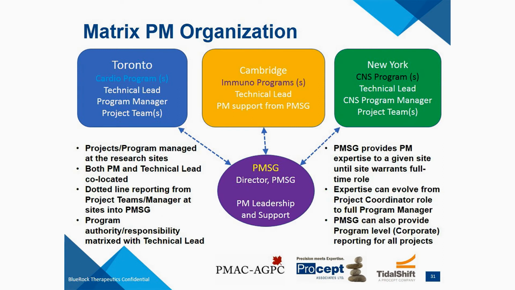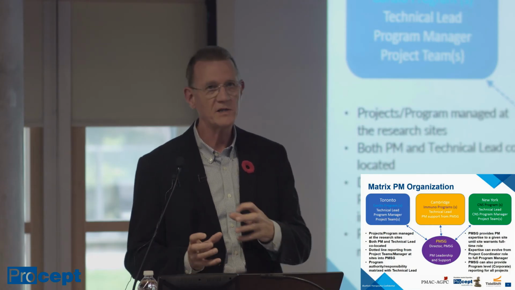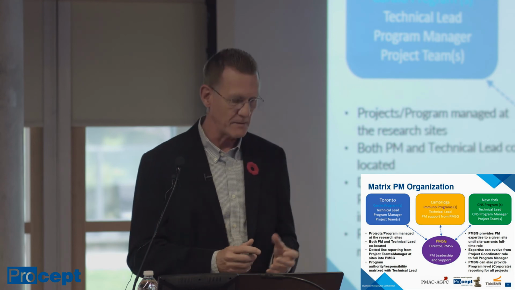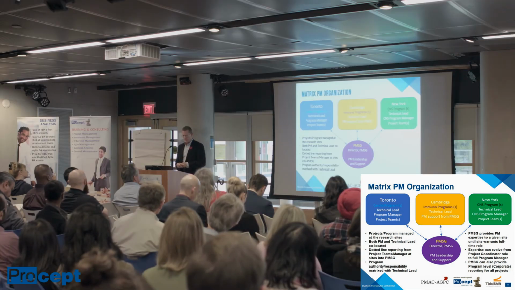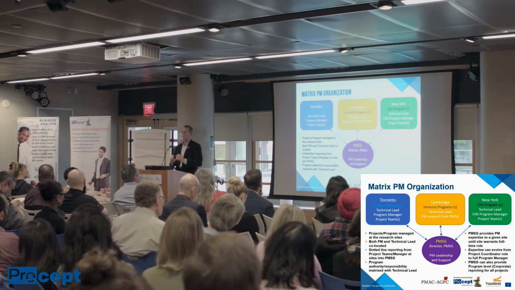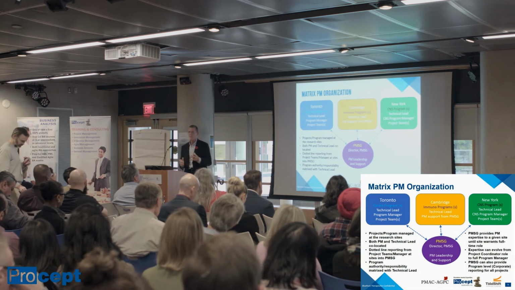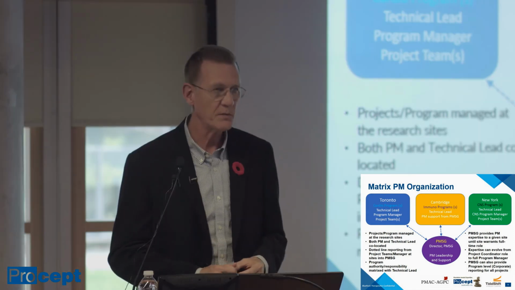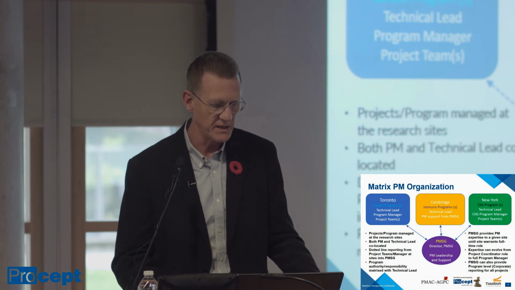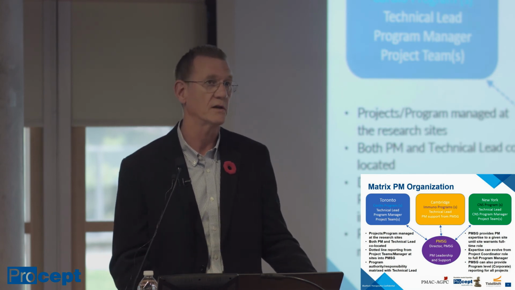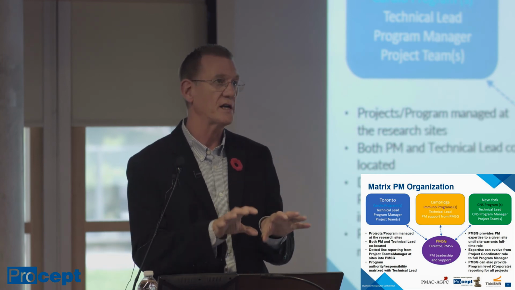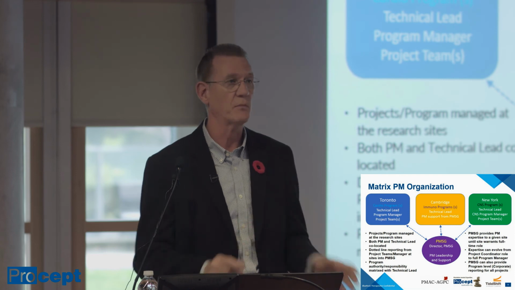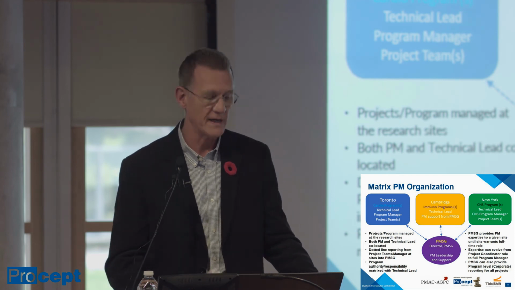And so here's some of the highlights of how this was set up and how it's functioning. The projects and the program were managed at the research sites. Both the project manager and the technical lead co-led the team. There was a dotted line report from the project teams at the sites into this centralized project management support group, and program authority and responsibility was matrixed with the technical lead. This support group provided project management expertise to a given site until the site warranted their own program manager. So some of these programs are at different levels of maturity, and you don't have to have a full-blown program manager for it. You just need like a project coordinator, and that's enough. And so this group could provide that as a support function.